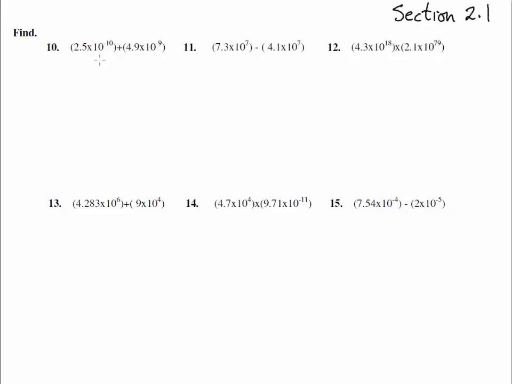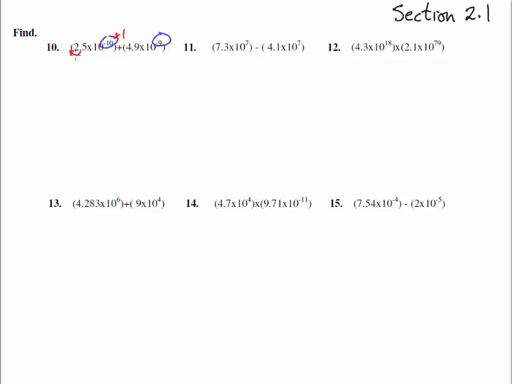Here we are in section 2.1, numbers 10 through 15. We're going to be adding, subtracting, and multiplying scientific notation. So we know with adding, oh shoot, look at this. These are not the same. They're not like things, so we have to get them there. And our rule is that we can move this up one if we take this to the left. So we go left here and up one there.